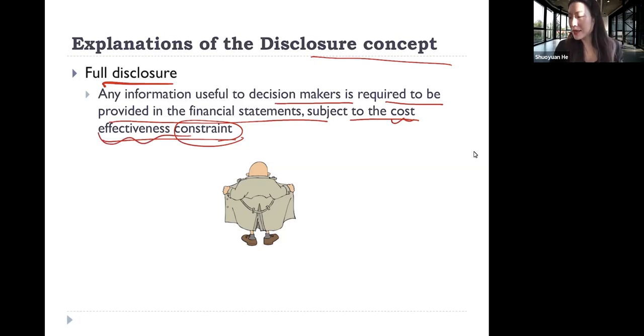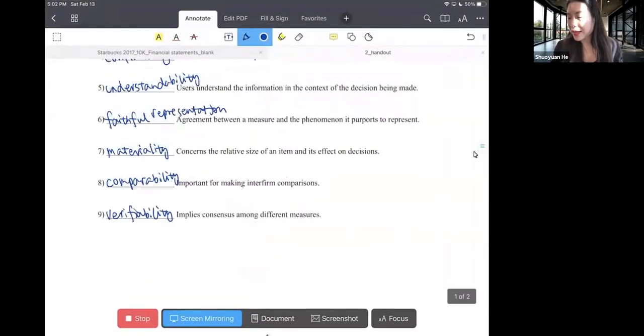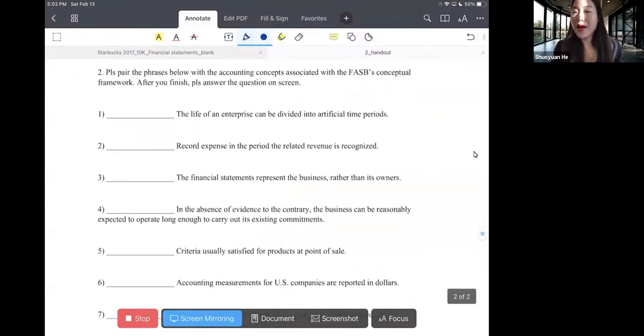So now let's look at the exercise again. The second question on your handout, please take 5 minutes, try to work on this question on your own, and you can pause your video for now.